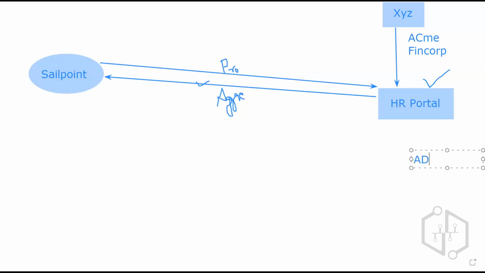Let's take an example, Active Directory. So the employee has joined this company. His identity got created via this aggregation process. So this identity can log in to the SailPoint portal, correct? Now he can submit an access request to gain this Active Directory application access.